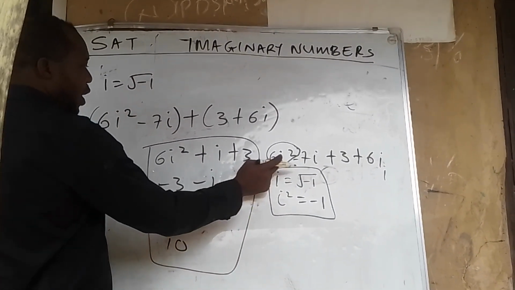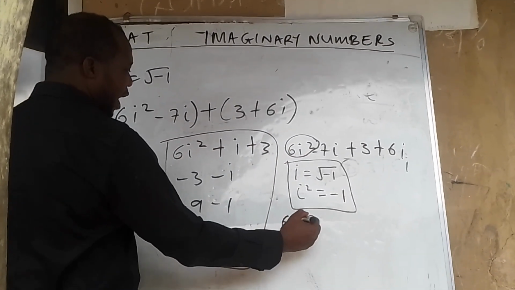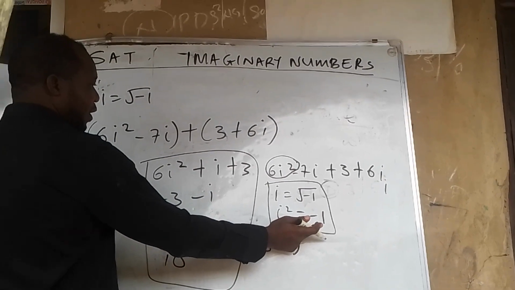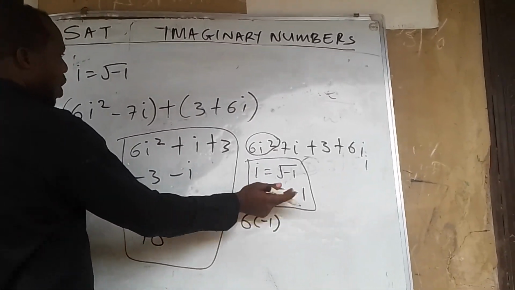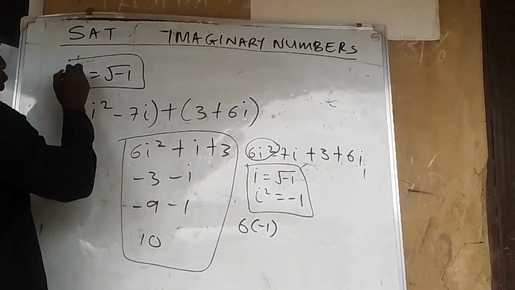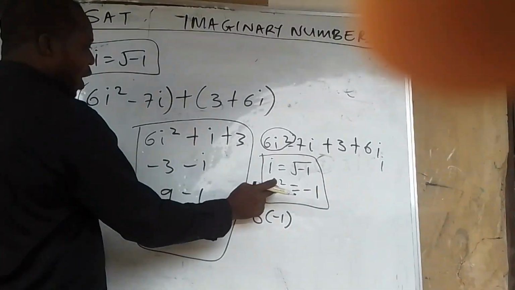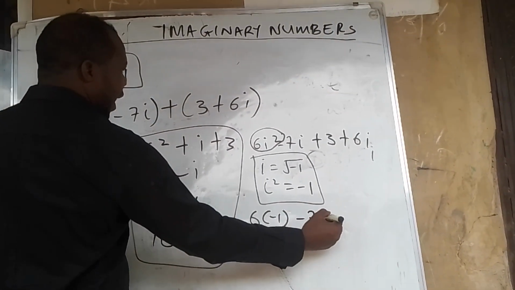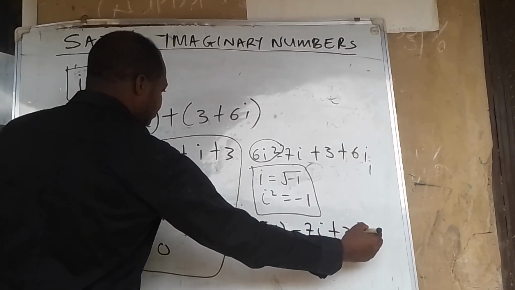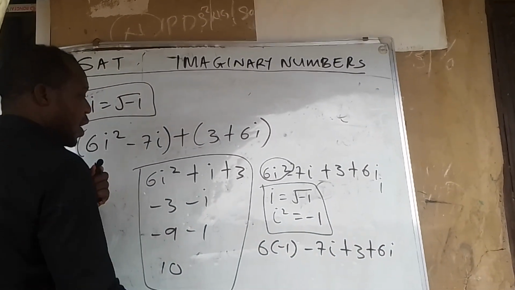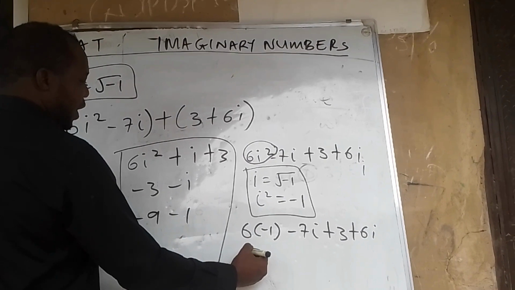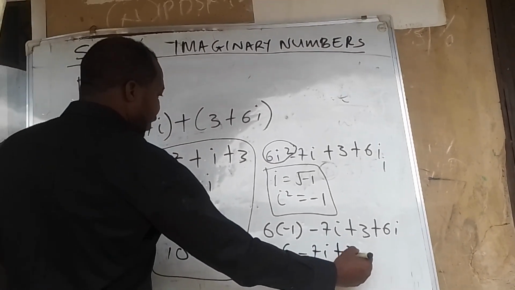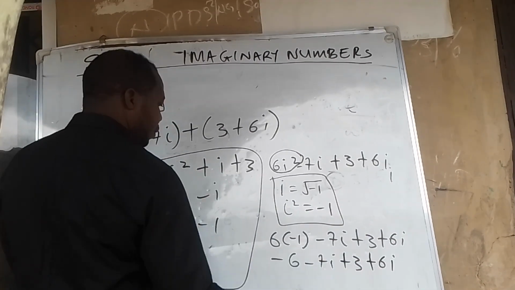So that turns this 6i squared to 6 times minus 1, because i squared is what? Minus 1. Remember, we have been given that i is equal to root minus 1. That means i squared is equal to what? Minus 1. Then minus 7i plus 3 plus 6i. Now, when you multiply this further, you have minus 6 minus 7i plus 3 plus 6i.